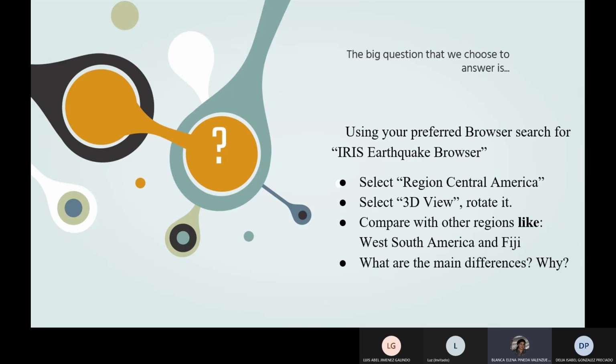So from the questions provided, the big question we chose to answer was number 2, which was: using your preferred browser, search for the IRIS earthquake browser. Select the region of Central America, view it in 3D, and compare it to other regions. We chose a number of these. And then check what are the main differences and why.